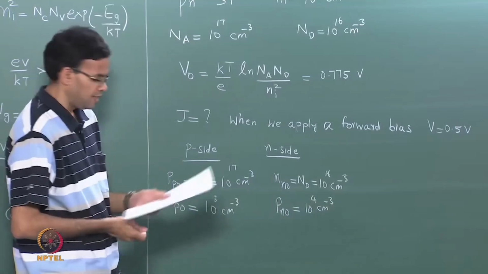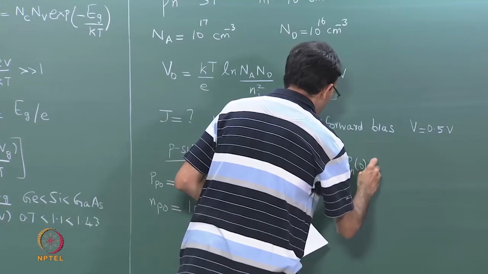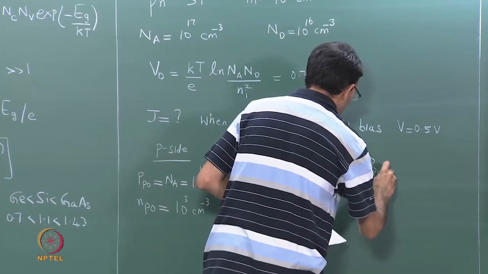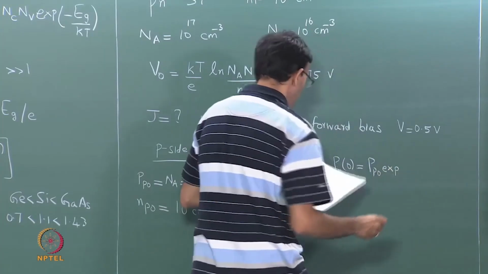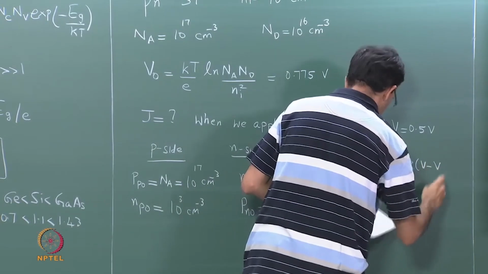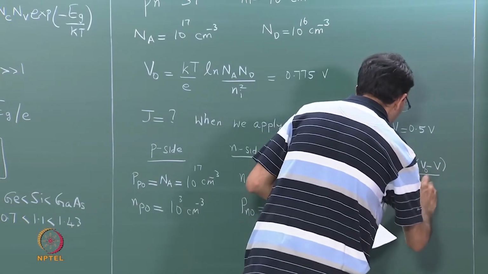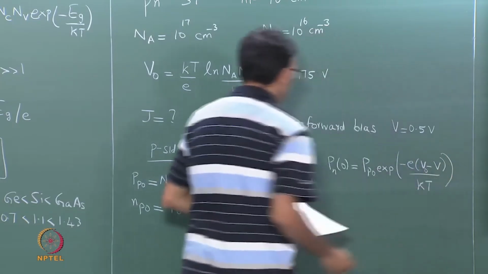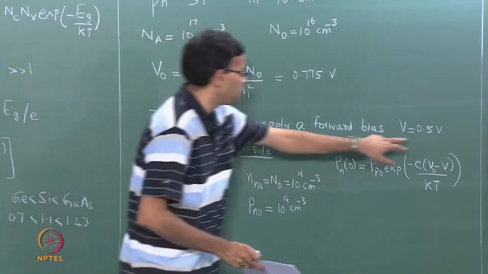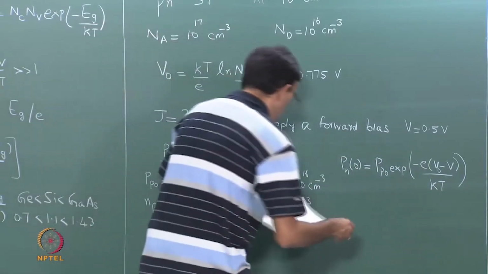The formula for the excess carriers, so that Pn of 0 is nothing but Pn0 exponential of minus e (V naught minus V) over kT. So, V naught here is the contact potential, V is the forward bias potential, that is 0.5. So, Pn0 is the excess carriers.